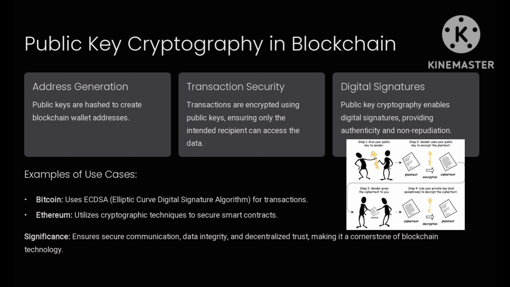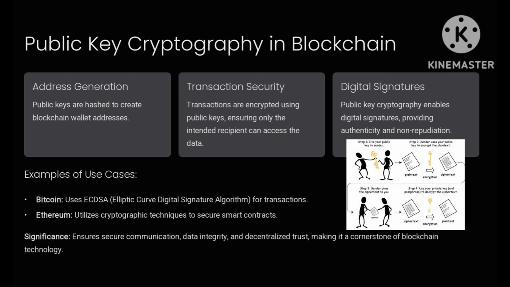Slide 4: Public Key Cryptography in Blockchain. Introduction. Finally, let's explore the essential role of public key cryptography in blockchain systems. How it's used in blockchain. 1. Address generation. Public keys are hashed to create wallet addresses. These addresses are used to send and receive cryptocurrencies or interact with smart contracts. This ensures user anonymity while maintaining transparency.